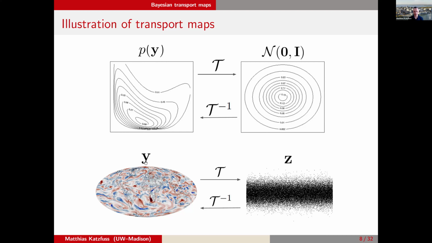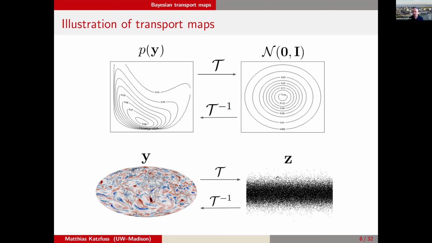Similarly, if we now think of a sample y from our unknown distribution P of y, here going to this 55,000 dimensional example that we saw earlier, this climate model output, then we could use this transport map to transform this sample from this complicated distribution to a sample that I'm calling Z here from a standard normal. So these are just 55,000 IID standard normal variables, these little black dots here.